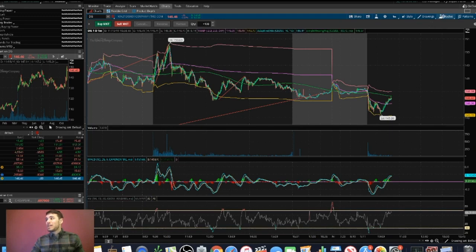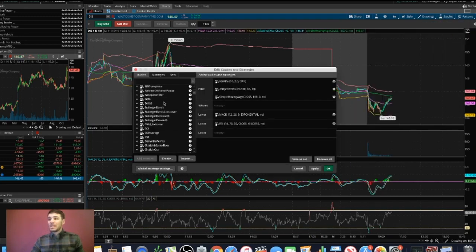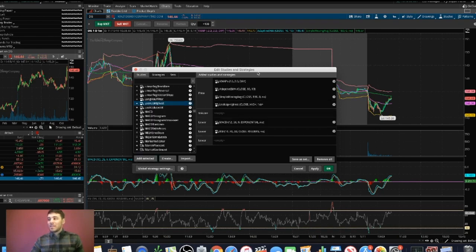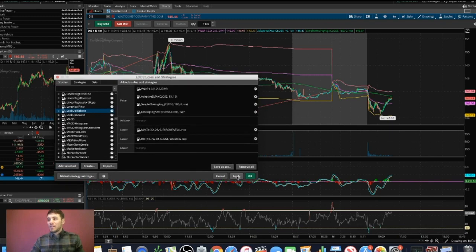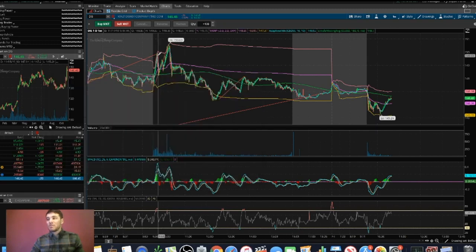If you go to studies in your ThinkorSwim platform, then edit studies, you'll see a list of different things that you can just click and add and then apply. If you hit apply, it'll show up on your chart. But these right here are the ones that I use: the VWAP, adaptive EMA line, simple moving average, or the SMA line, MACD, and RSI. And right now I'll show you what each one is and a brief description of what it does.